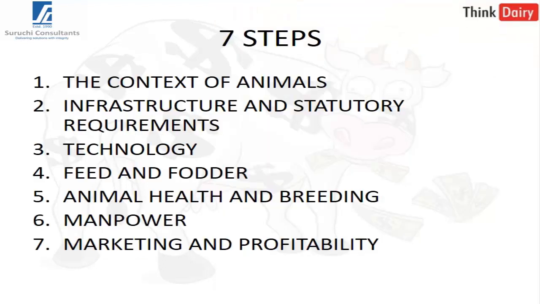In these 7 steps, we start with the first step of the context of animals. Understanding what you should go for, cow, buffalo, crossbreed, A2, all those kind of things. Second is what are the infrastructural and legal requirements. Third is about technology to be used at farm. Fourth is about feed and fodder, balanced ration. Fifth is about animal health and breeding. Sixth is about manpower, which is quite a critical thing. And seventh is about marketing and profitability.